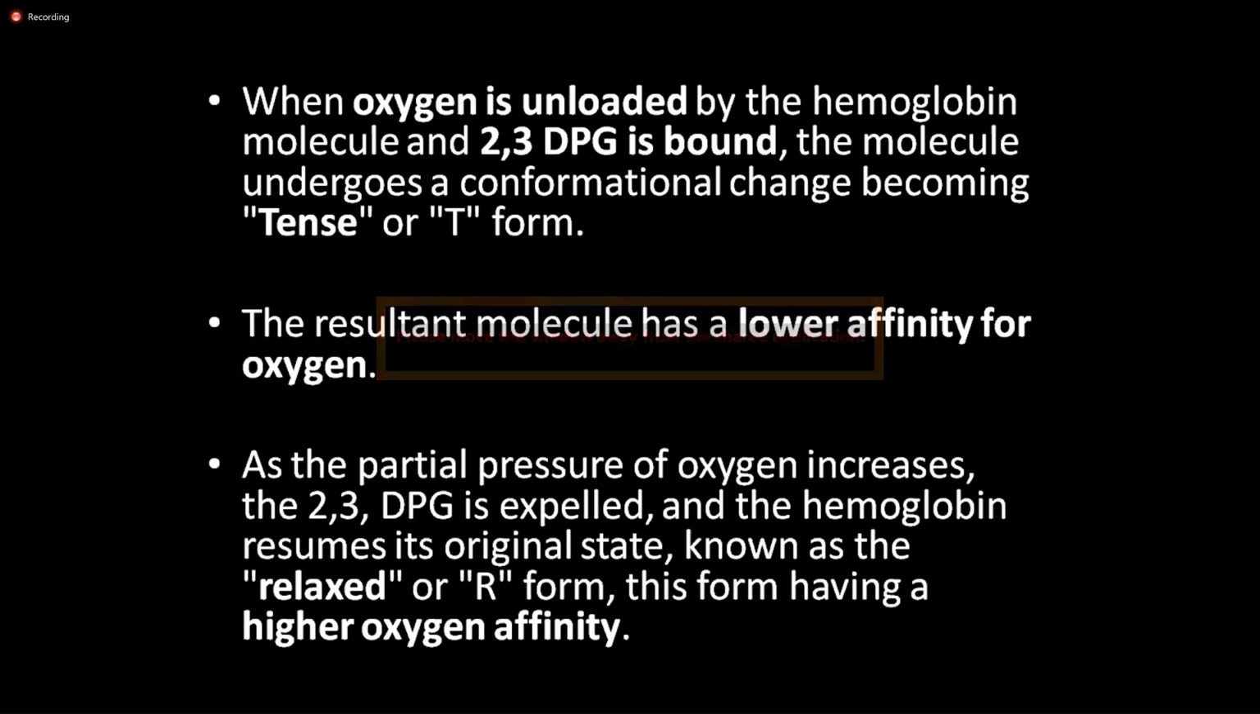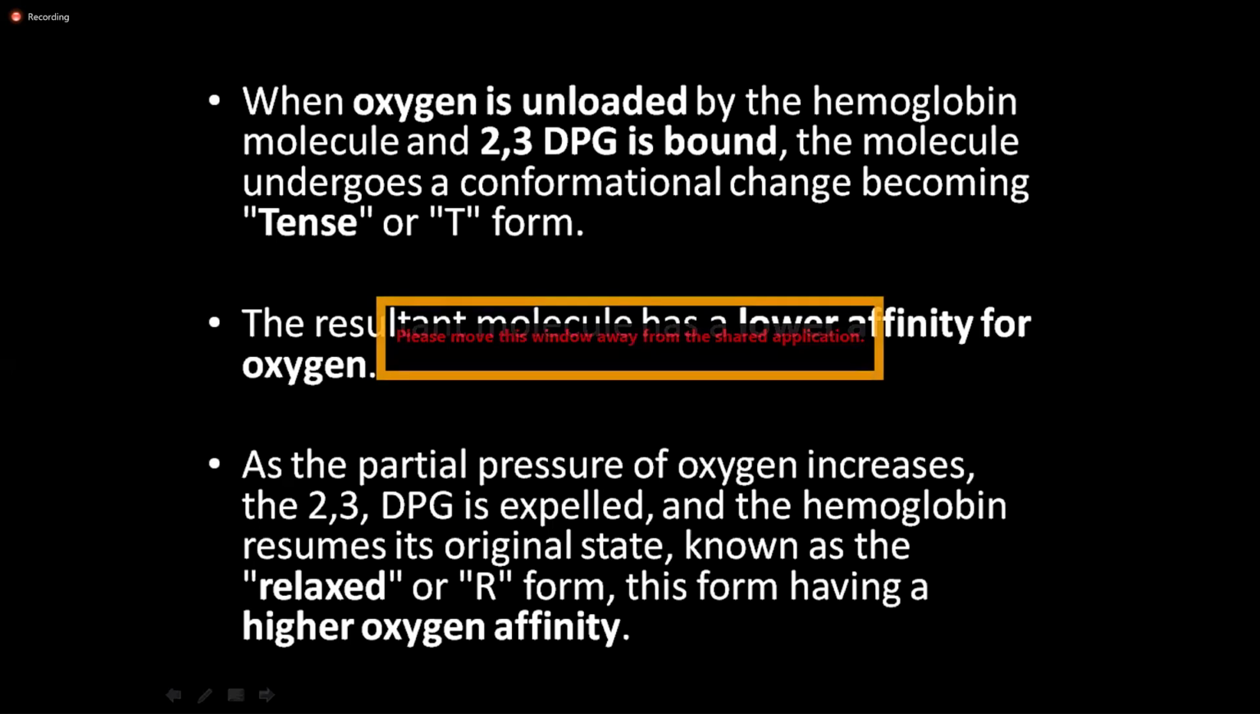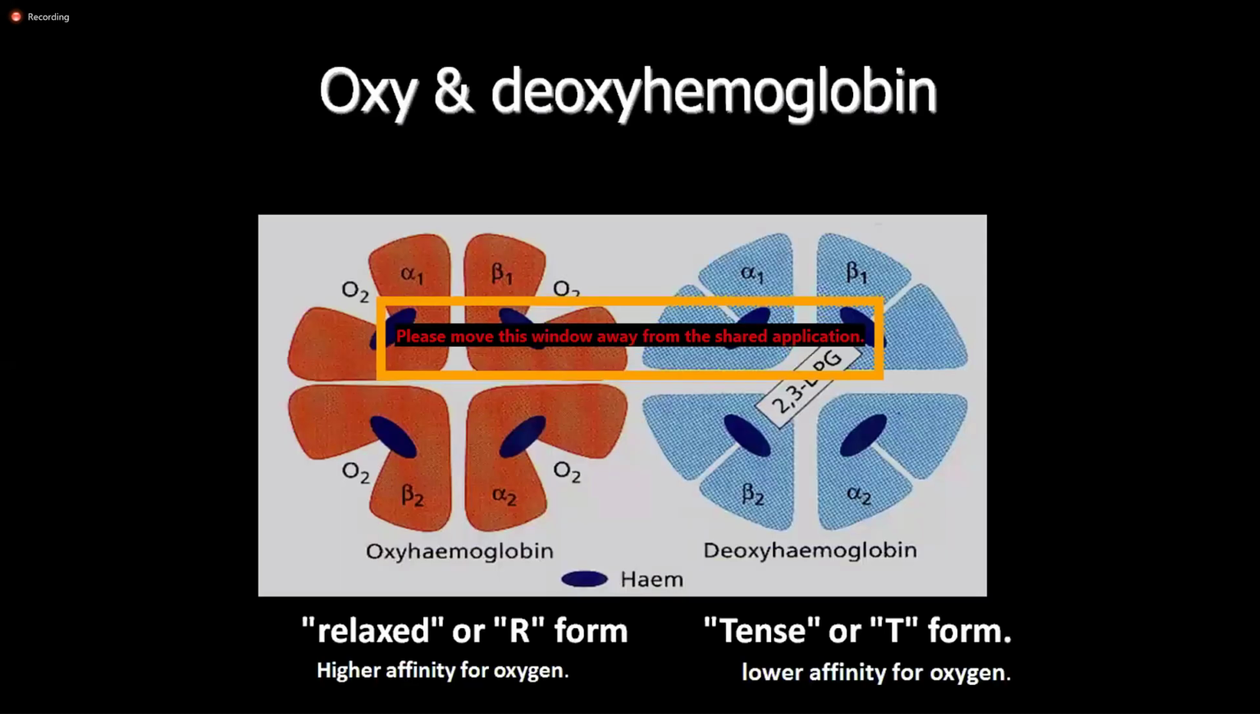Okay, to the T form, the resultant molecule has a lower affinity for oxygen. As the partial pressure of oxygen increases, the 2,3-BPG is now expelled from the hemoglobin, and it resumes its original relaxed form, and this relaxed form has a higher affinity towards oxygen. So in this image, I will explain it very easily, and you can see it very clearly.